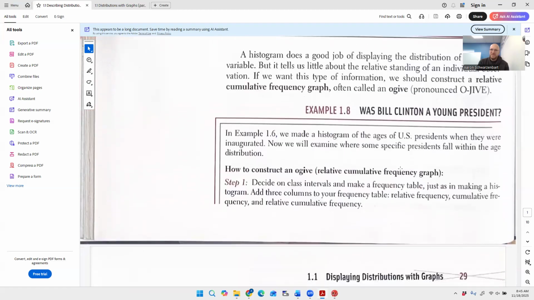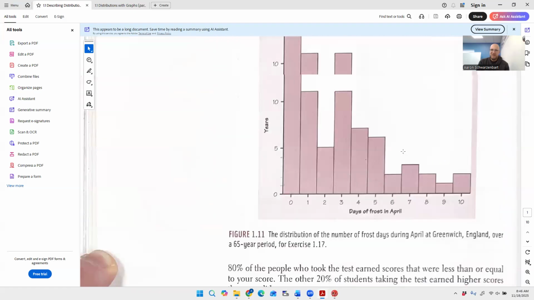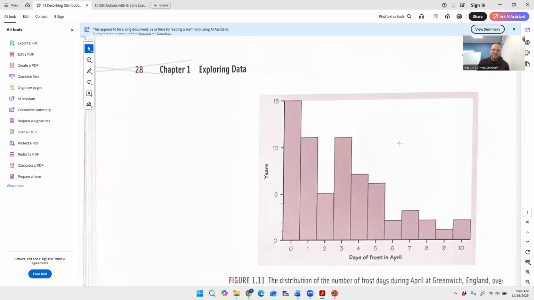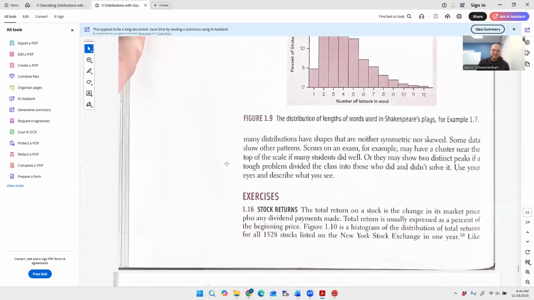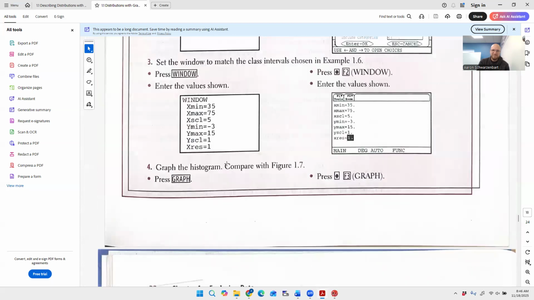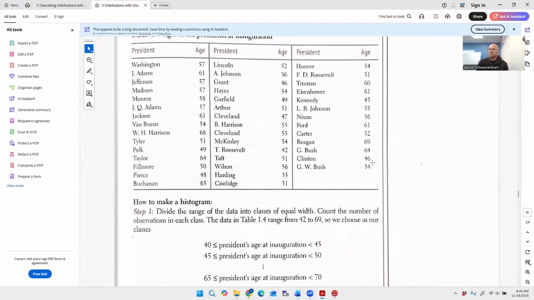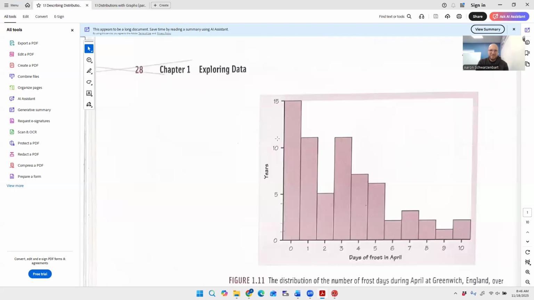So, here we have a question, was Bill Clinton a young president? We are using our graph from before, okay? If we want to look back at that data, we can see that Clinton was inaugurated when he was 46. Okay? That is kind of young, yeah.